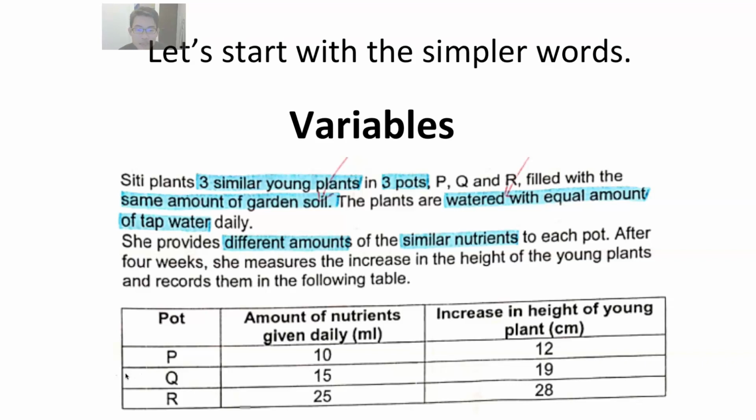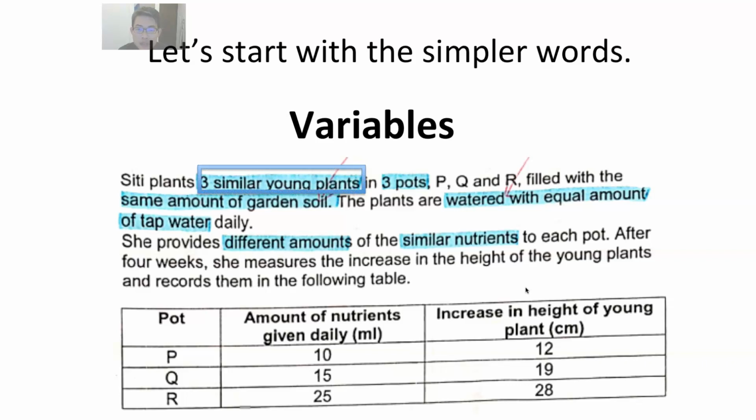She provides different amounts of the similar nutrients to each pot. After 4 weeks, she measures the increase in the height of the young plants and records them in the following table. So you see the 3 different pots here, the amount of nutrients given daily, as well as the increase in the height of the young plant. Now you may pause the video here and try to identify the variables. Of course, if you do not know what variables are or you're not very clear, then you don't pause the video, you carry on watching for a while more.